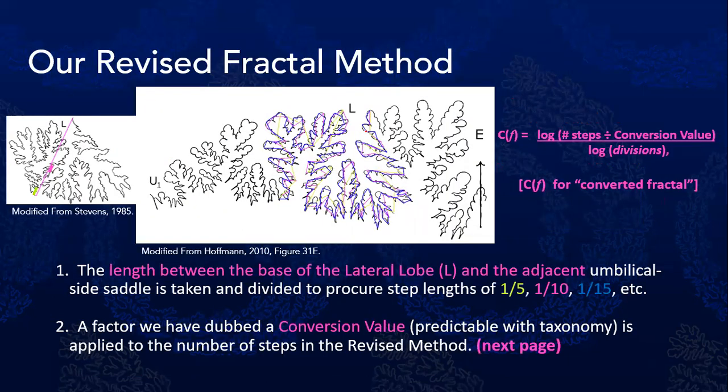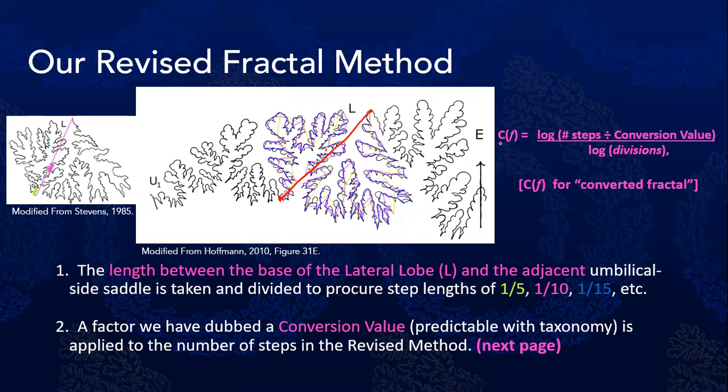However, it's not always possible to have a full hemisuture available, and so our method deals with what you would do in the case that you only have part of a suture. So instead of taking the full hemisuture length, we're measuring from the base of the lateral lobe to the base of its adjacent saddle. We're again using the same colors, green for 1/5, magenta for 1/10, and blue for 1/15.